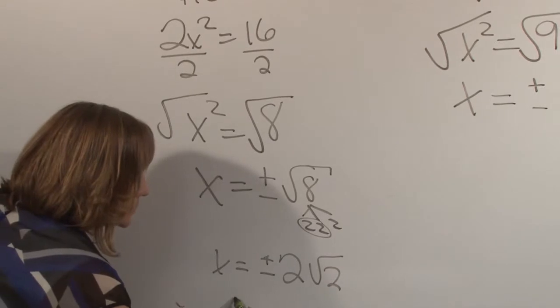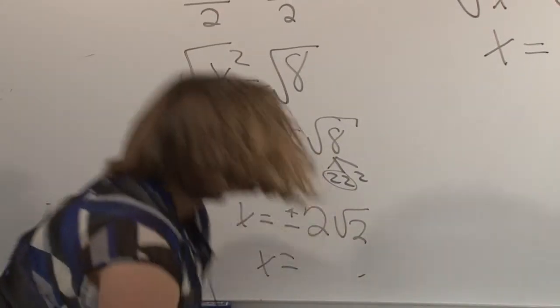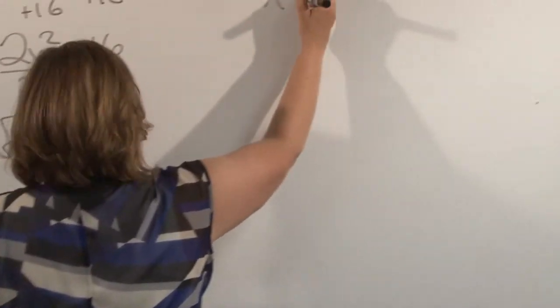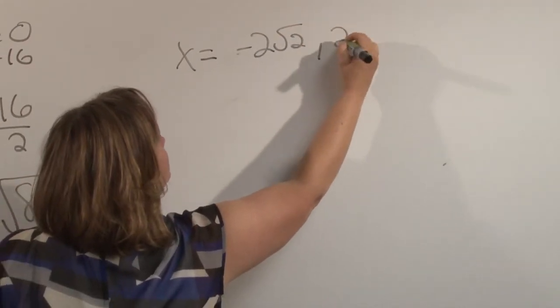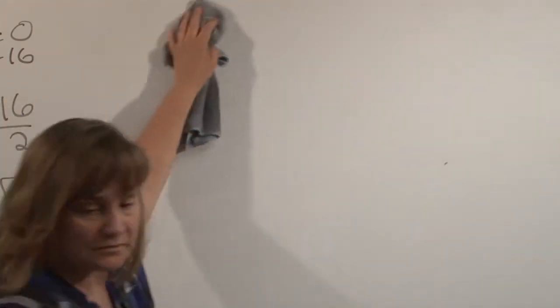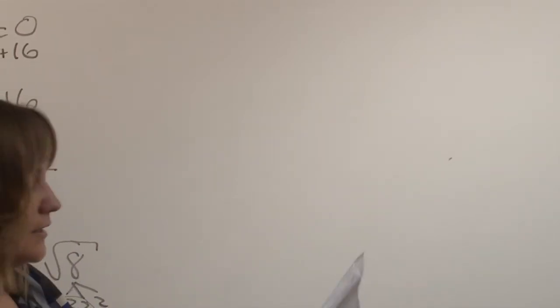You might also see that as x equals negative 2 root 2, comma positive 2 root 2. We can split them up or write them with the positive and the negative symbol. Let's look at another example that could come up where we can use this property.